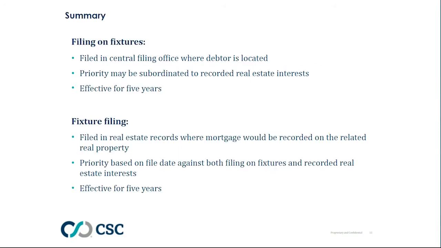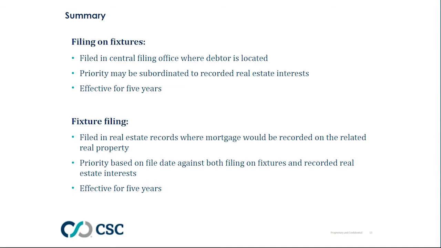In summary, here are the similarities and differences between a fixture filing and a filing on fixture. A filing on fixture is with the central office where the debtor is located, which is at the state level. The priority may be subordinated to recorded real estate interests, and the filing is effective for 5 years.